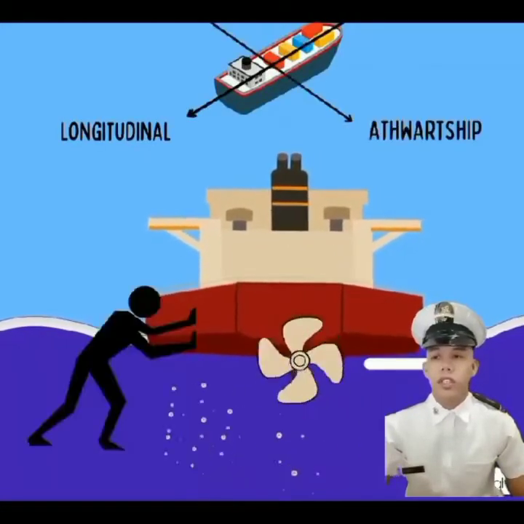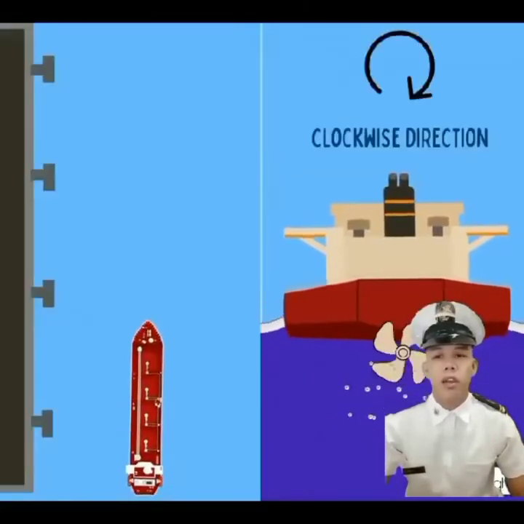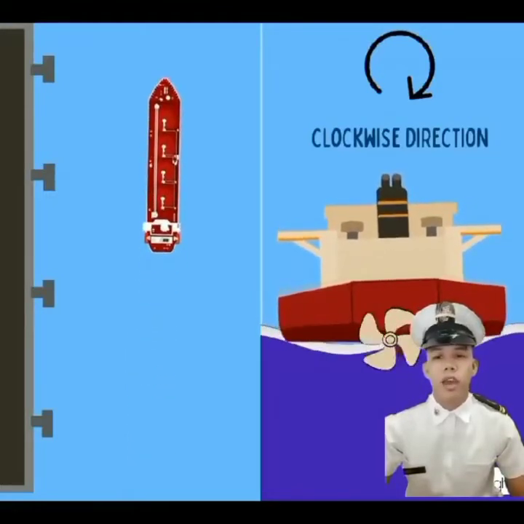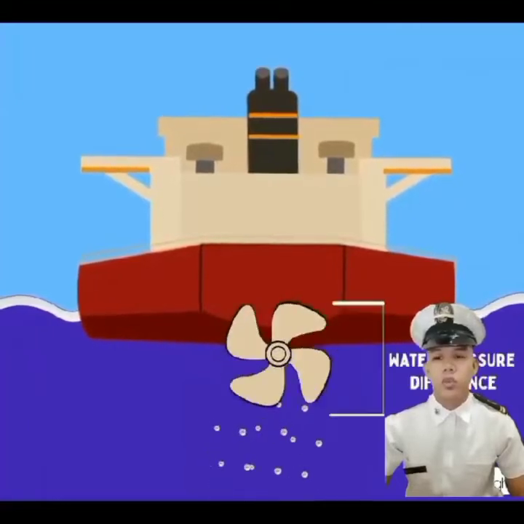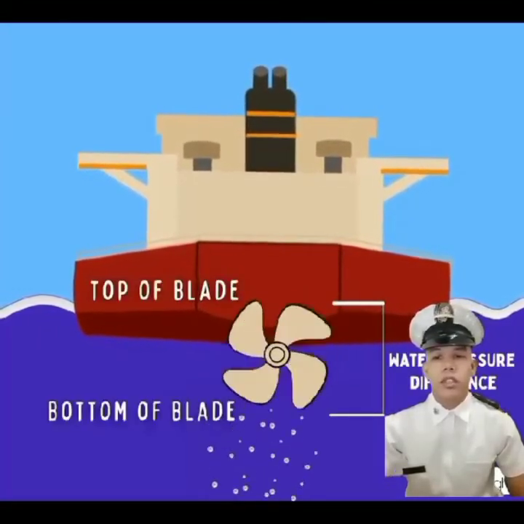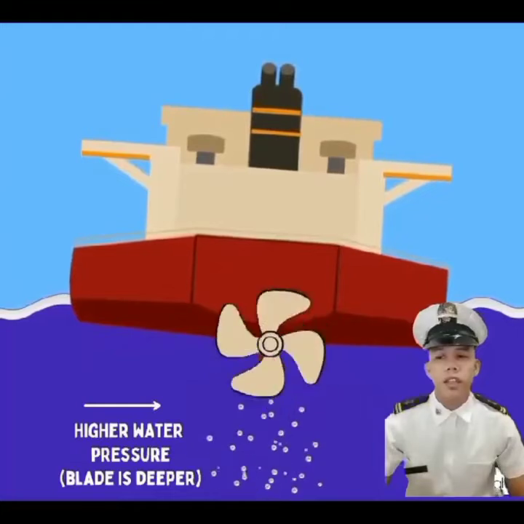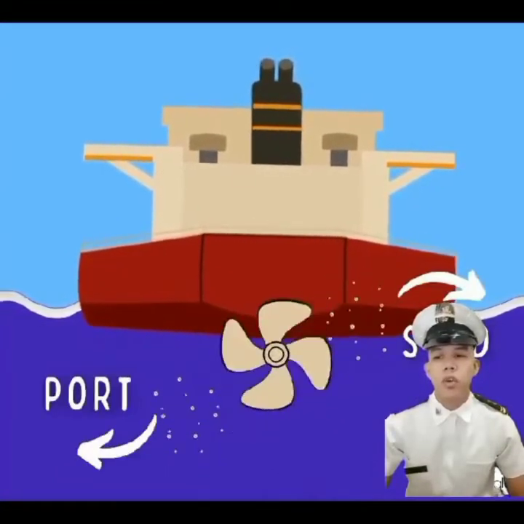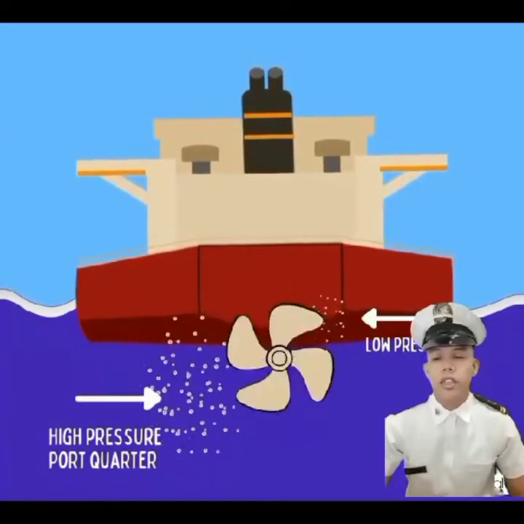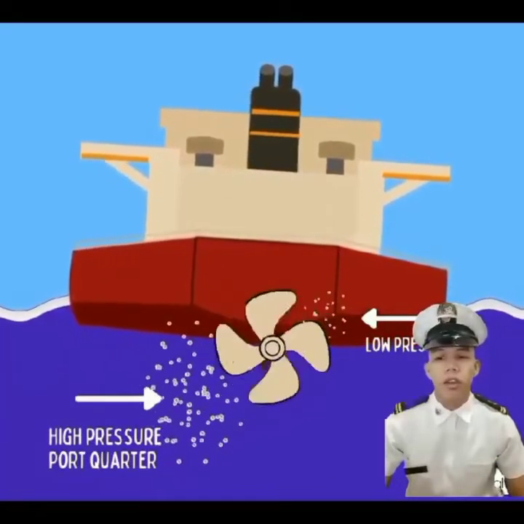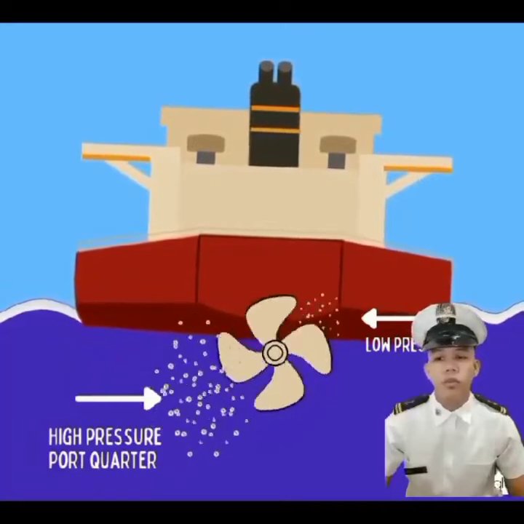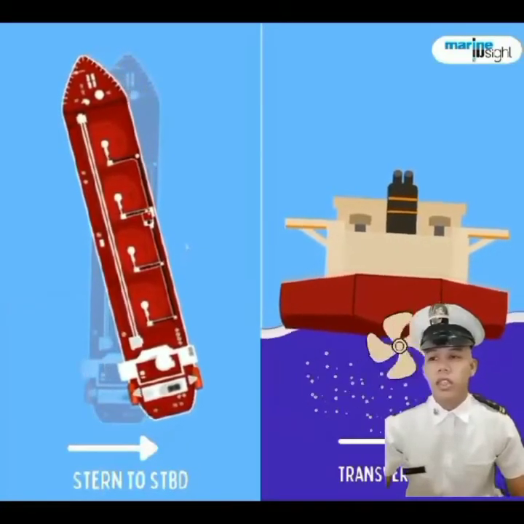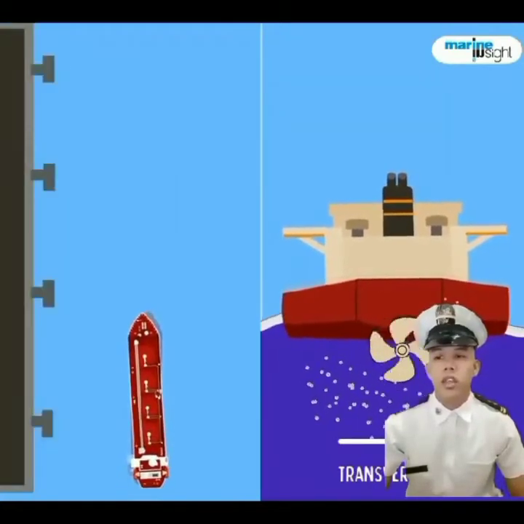The transverse thrust effect of the propeller and the effect of the propeller slipstream on the hull cause the stern to swing to port. The helm cannot be used effectively to counteract the swing as there is no flow of water against the rudder from the propeller or from the movement of the ship. So this is the transverse thrust.